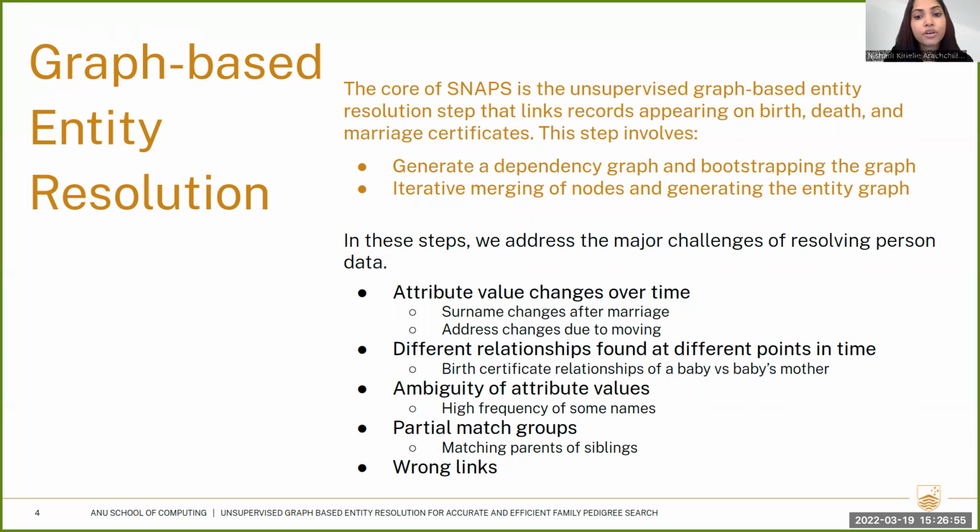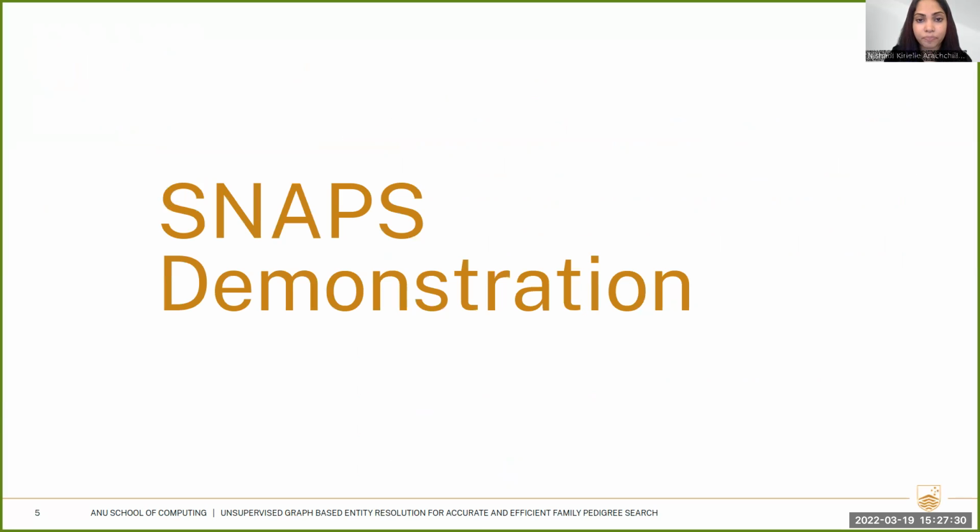Then, the ambiguity of attribute values makes it harder to find the records belonging to the same entity. Next is the partial mesh groups. For example, when we want to link parents of siblings, we have to make sure we only link the parents, but not the siblings, because siblings represent two different entities. Final challenge is the likely wrong links that we encounter during the linking process. A detailed description of how these challenges are overcome in SNAPS is available in the paper.